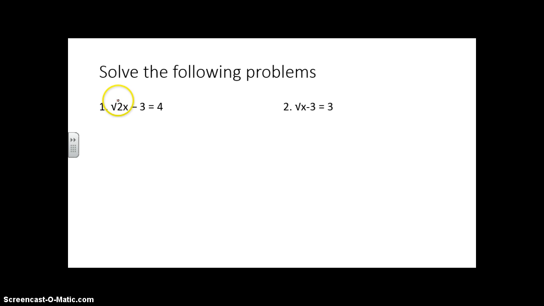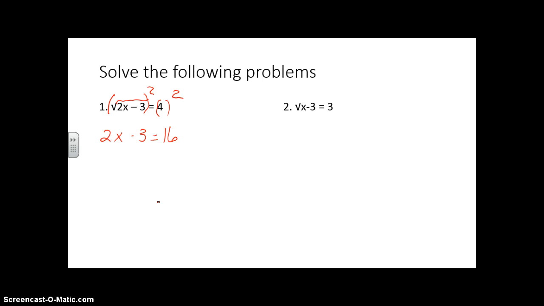In this problem, we have the square root of 2x minus 3 equals 4. Now, we want to get rid of this square root sign. In order to get rid of the square root sign, we need to square the left side, but whatever we do to one side, we have to do the same to the other. So we're going to square the right side. The square root of 2x minus 3 squared just becomes 2x minus 3, equals 4 squared. 4 times 4 is 16.